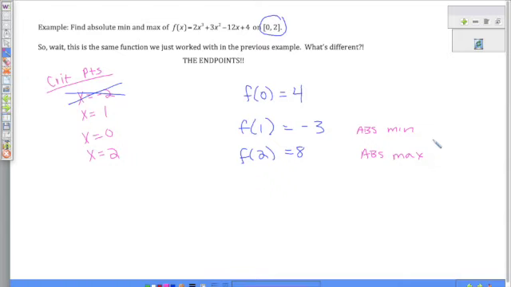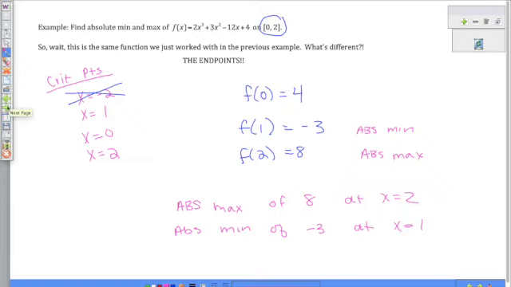So negative 4 was the endpoint on the other one, and negative 2. So we have completely different answers, guys, because the interval changed. So on this interval, we have an absolute max of 8 at x equals 2, and we have an absolute min of negative 3 at x equals 1. Okay.